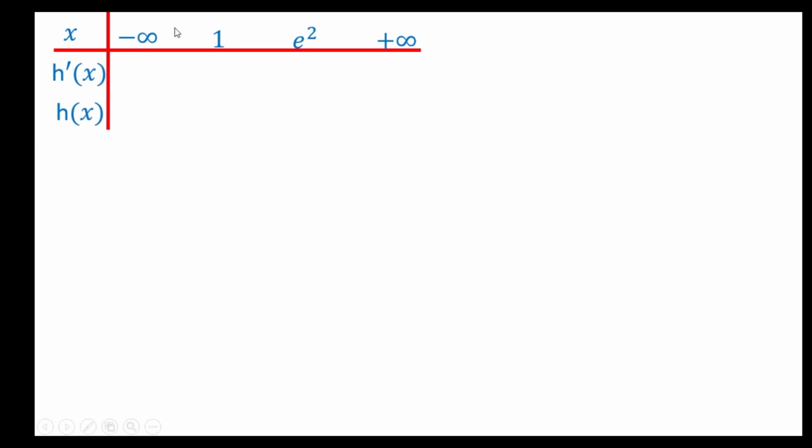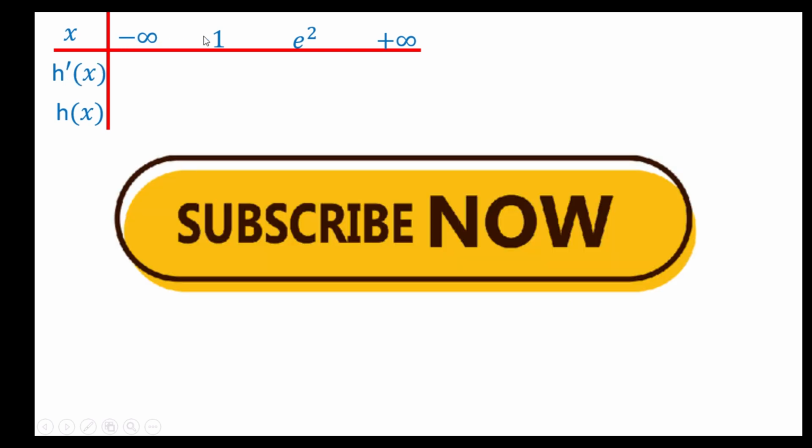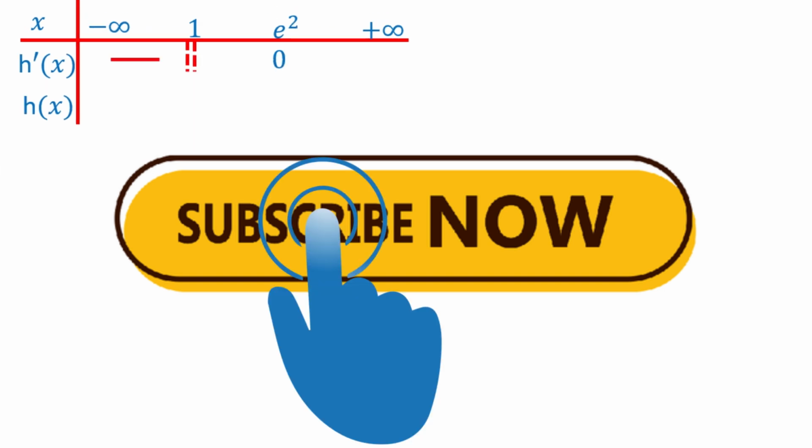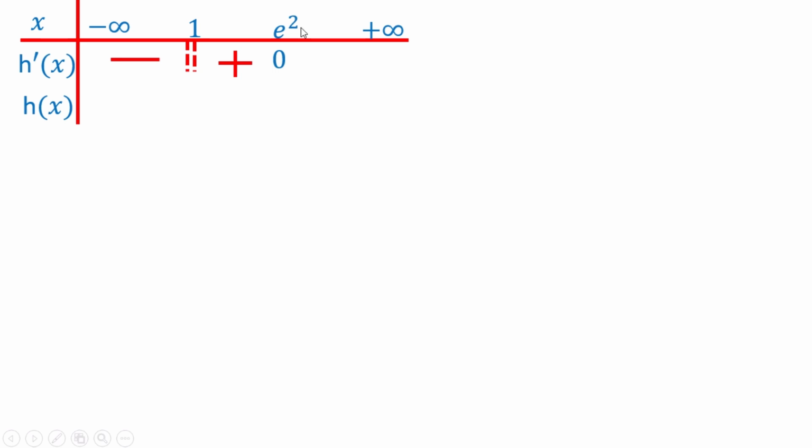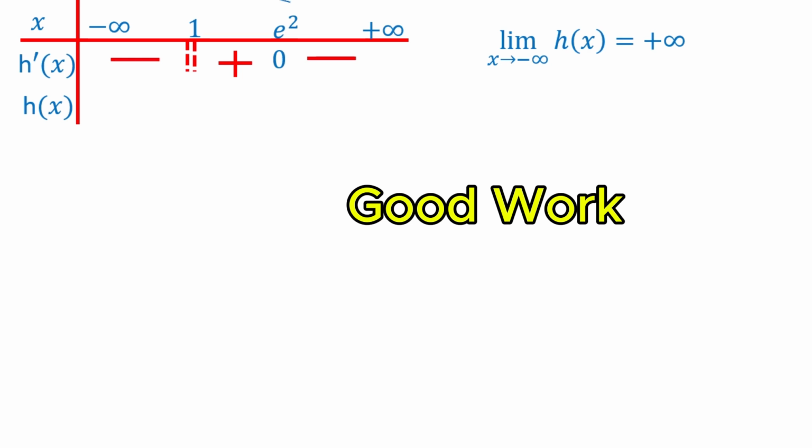So over minus infinity 1, e squared plus infinity. h prime of x over minus infinity 1, the function is strictly decreasing. So this is plus. Here we have plus. And over e squared plus infinity, minus. So this is decreasing. Limit of h of x as x goes to minus infinity equals plus infinity. Why plus infinity? Because as x goes to minus infinity, 2 minus x goes to plus infinity, ln of plus infinity is plus infinity.